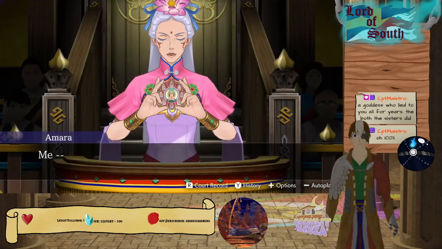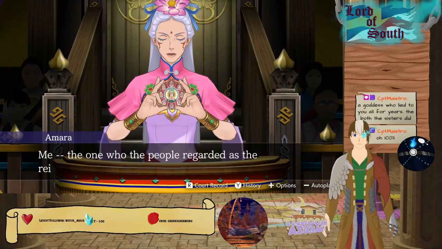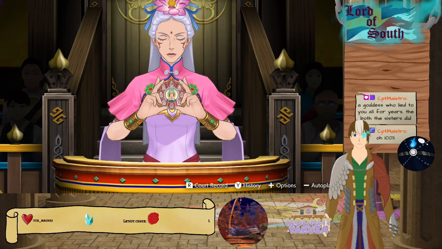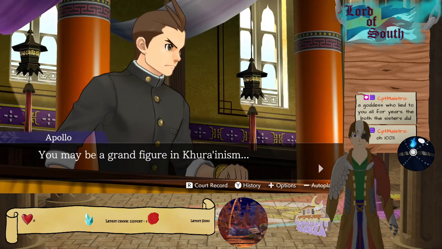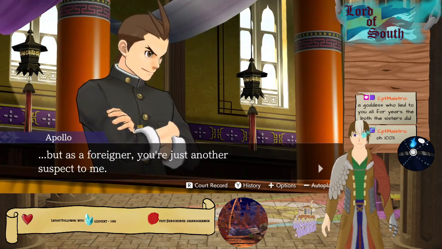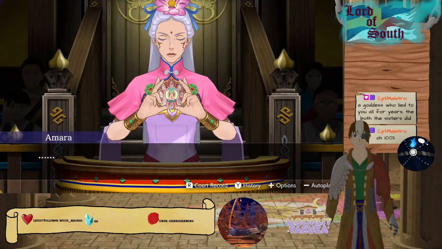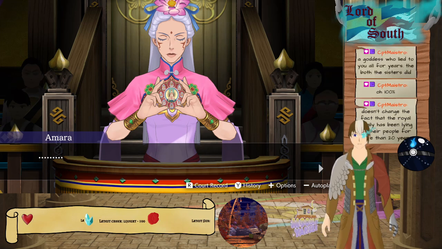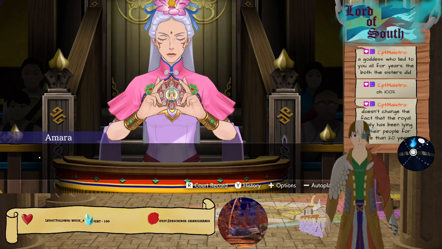100%. Yeah, there's something. The one who the people regard as the reincarnation of the Holy Mother herself. You may be a grand figure in Kurain, but as a foreigner, you're just another suspect to me. True. We're not Kurainese. Doesn't change the fact that the royal family has been lying to the people for more than 20 years. Yep, agreed.